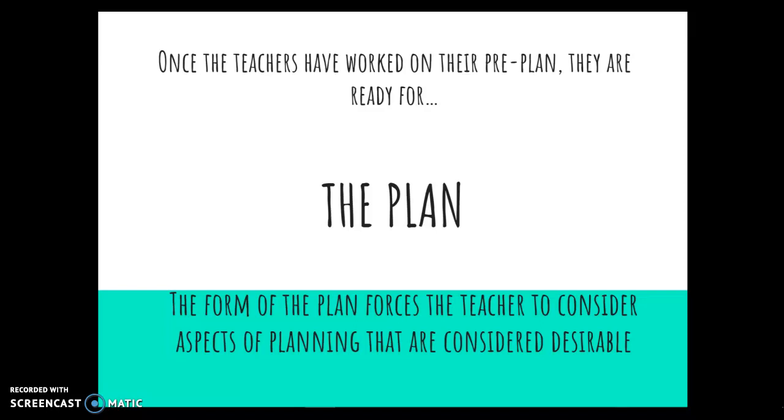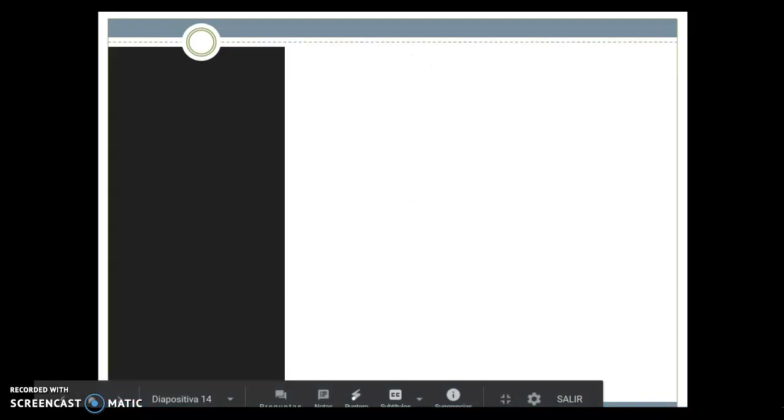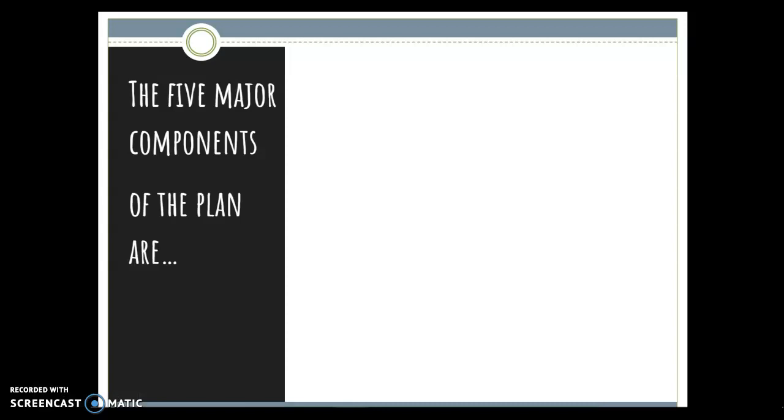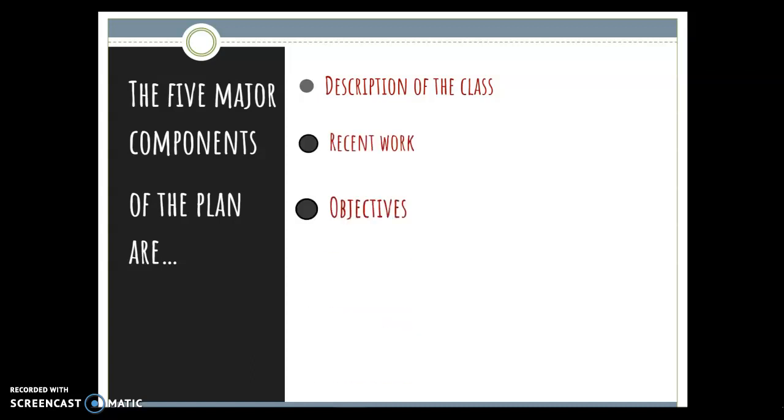So far, we've been speaking about the pre-plan. Now, we're going to start speaking about the plan itself. So, the activities and the material and everything we're going to use in the plan. In this case, when speaking about the plan, we have to consider some aspects. And, well, what we call the 5 major components of a plan: the description of a class, the recent work, the objectives, the contents, and the additional possibilities.